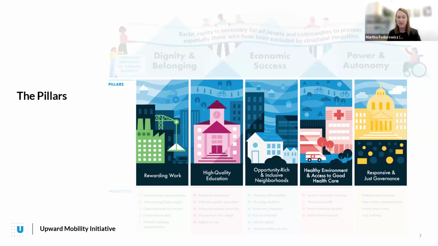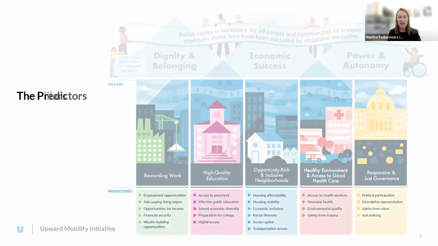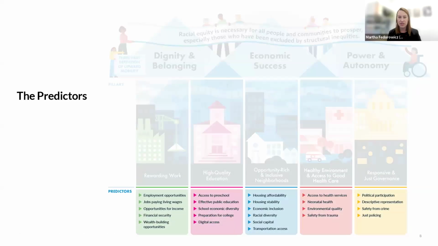Healthy environment and access to good healthcare help people of all ages to surmount life's challenges, excel in school and on the job, ensure their family's well-being, and fully participate in their communities. And finally, responsive and just governance engages residents in decision-making and serves the needs of all community members with restraint and fairness.